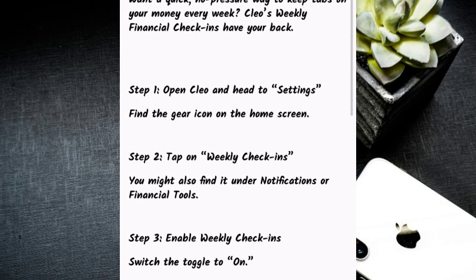Let's get into it. The first step, of course, is going to be to open Cleo and head to the settings. So just find the gear icon on the home screen. You're going to see settings there. And step 2 is to tap on weekly check-ins. Now you might also find it under notifications or under financial tools.